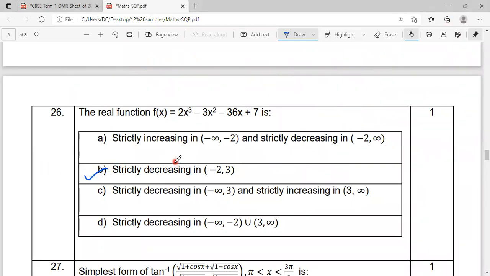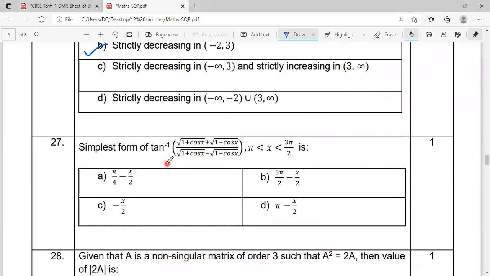Right. The simplest form of tan inverse. If this question looks bigger to you, you can decide to skip it for the time being, but we think we can answer this within a 2 minute time frame because you must have done this question before at least a couple of times, no? So it makes sense.